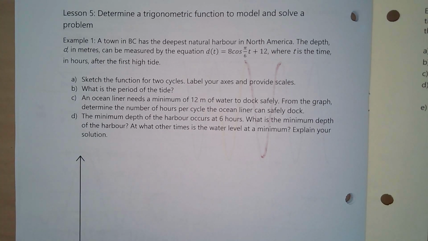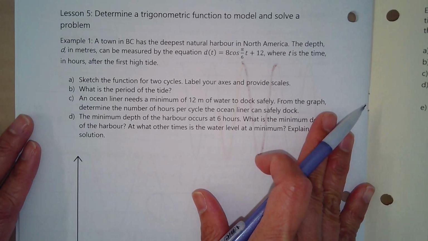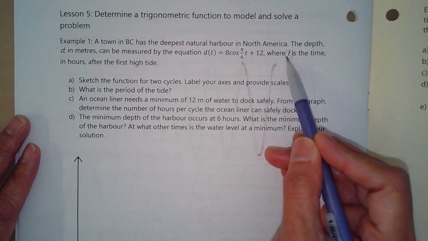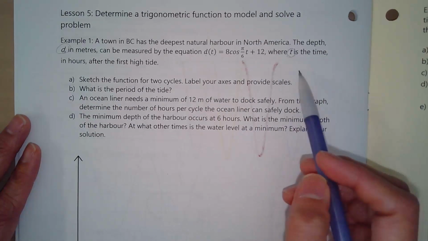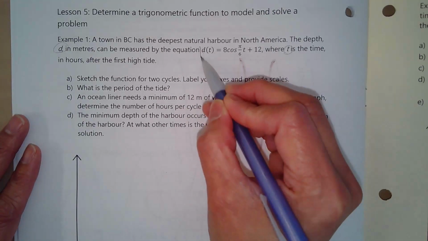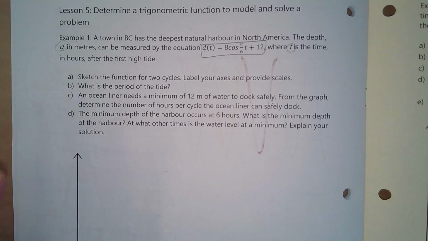Now, d is the depth. What does the t? T is the time in hours after the first high tide. So what they're doing here is finding a relationship between the depth and the time. That's basically it. Depth and time. So we are given this equation already. Okay, well that's nice.